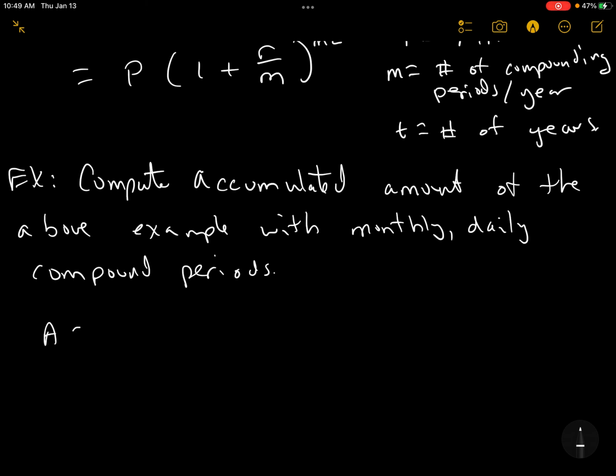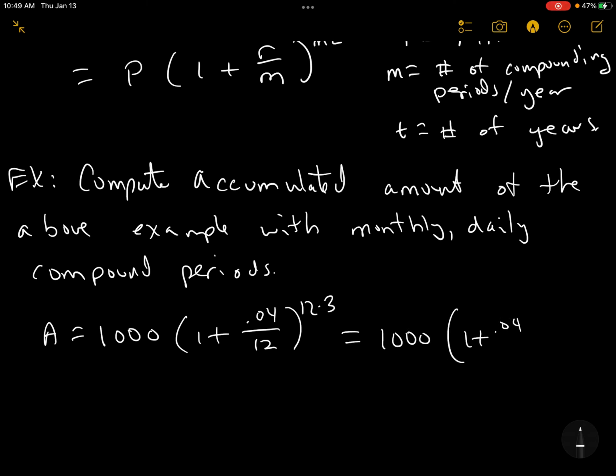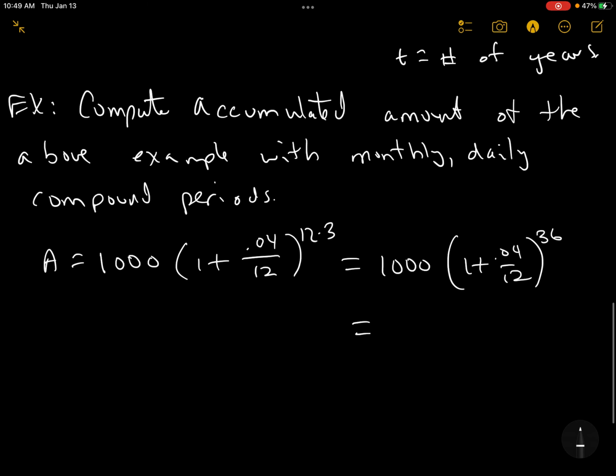Right, so if we were doing it monthly, we would have 1,000 times 1 plus 0.04 over 12, to the 12 times 3. So this is 1,000 times 1 plus 0.04 over 12 to the 36. So that would be for monthly, and you plug that into a calculator and get some number. I don't know what it is.